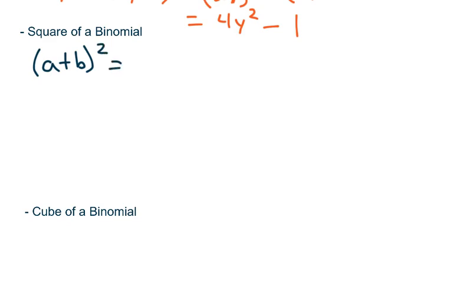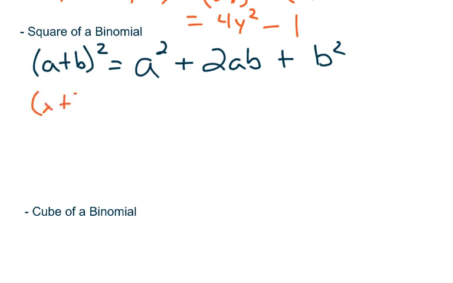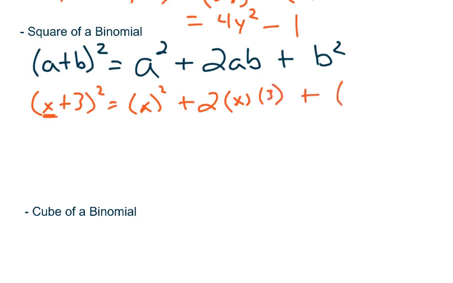Here is how this one works out, and I'm just going to write this one for you: a squared plus 2ab plus b squared. That's how it works out every time. So if we had something like (x plus 3) squared, we take the first term, x, so x squared, plus 2 times my a, which again is x, times my b, which this time is 3, plus my b again, 3, squared.